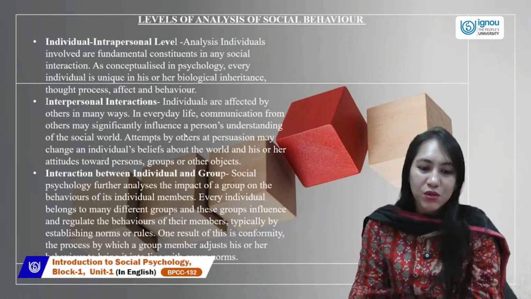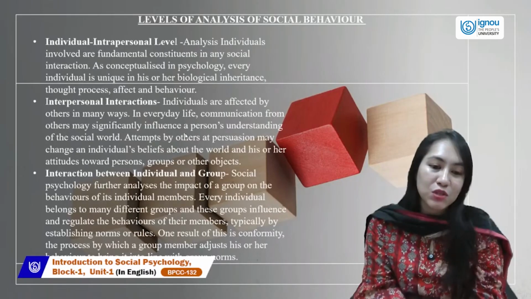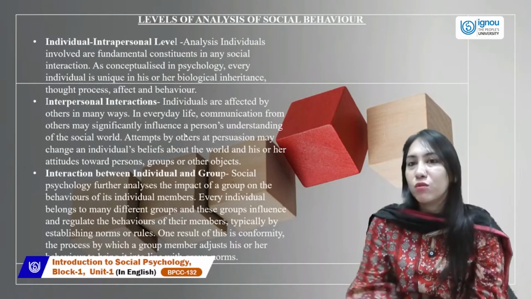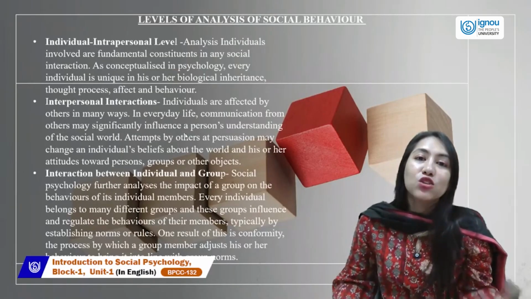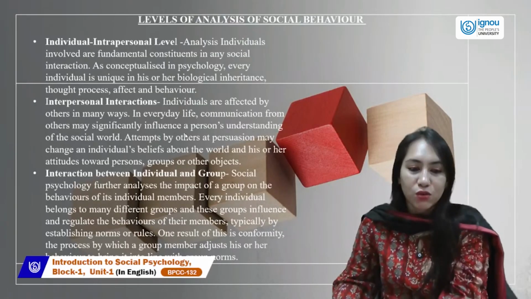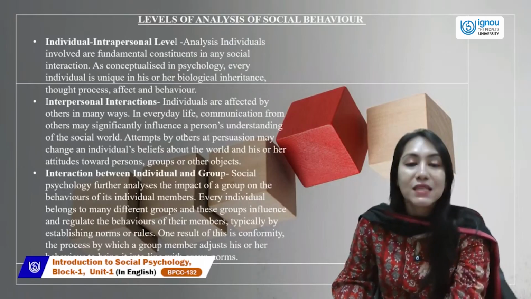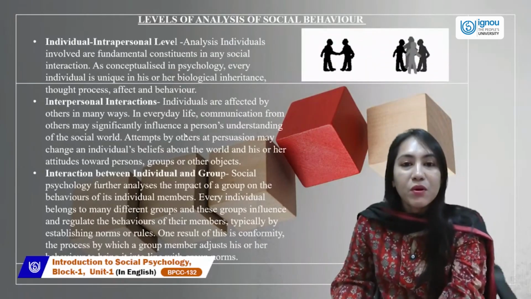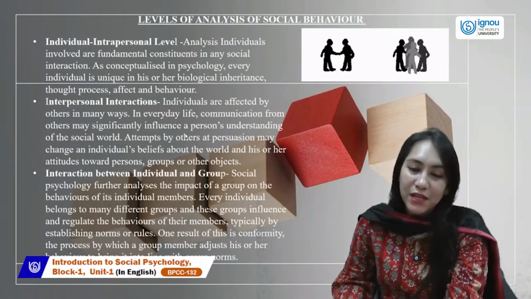This is how group functions happen. If you do not conform to the group norms, the rules which have been established in the group, you would be someone who would probably be discriminated against. And if you adjust with it, you are a part, your social interaction is because of the group that you're a part of. So that completes how social behavior gets analyzed. Remember, it is an individual interaction and also a group interaction.